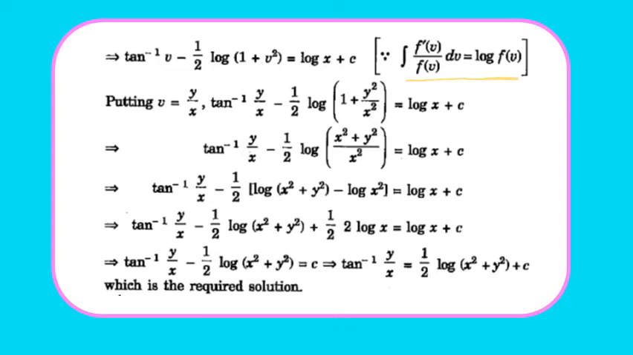But what is v? v is equal to y upon x. So putting the value of v, we get tan inverse y upon x minus half log of 1 plus y squared upon x squared equals log x plus c. Simplifying this, we get our solution as tan inverse y upon x equals half log of x squared plus y squared plus a constant c, which is our required solution.